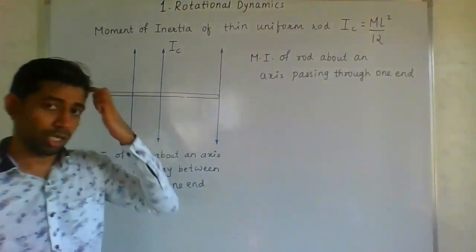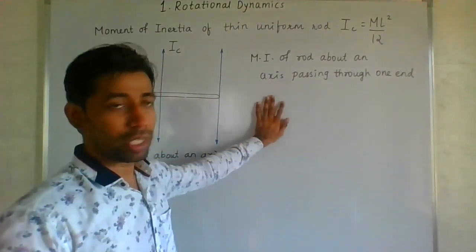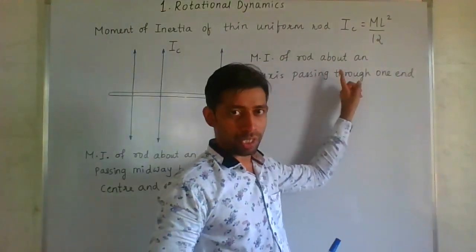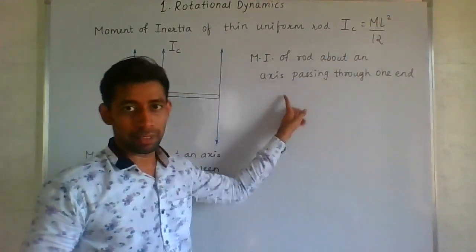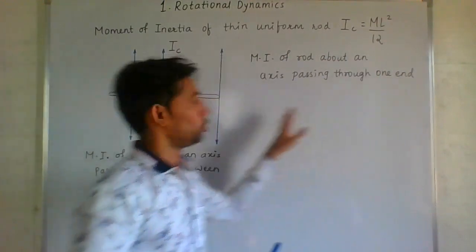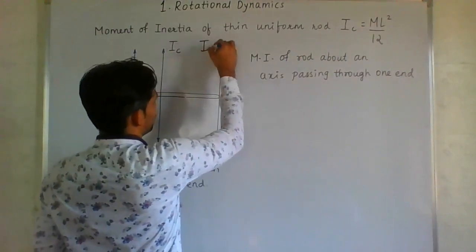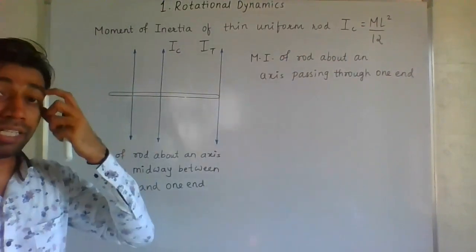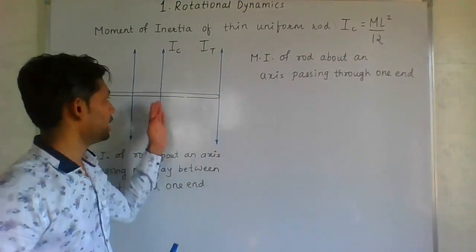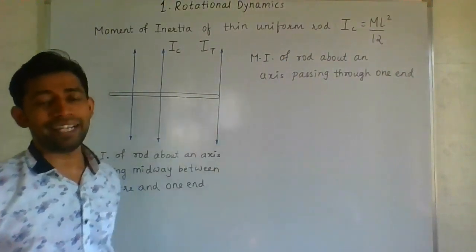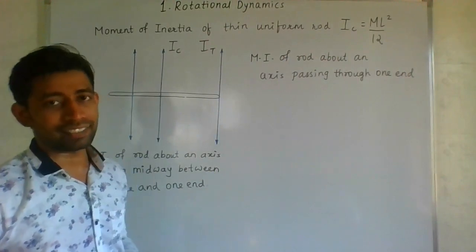Now we are going to solve two more questions. In this question, moment of inertia of that rod about an axis passing through one end. तो ये हो गया वो axis. So I can call this as I tangential. ओके, so I tangential find करेंगे. So I hope अब तक आपको clear हो ही गया होगा कि यहाँ पर आप क्या करोगे. You will apply definitely your parallel axis theorem.